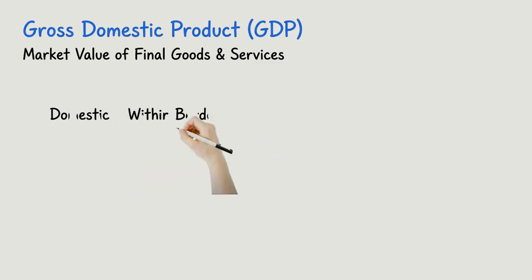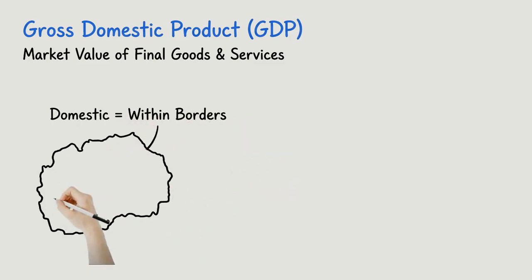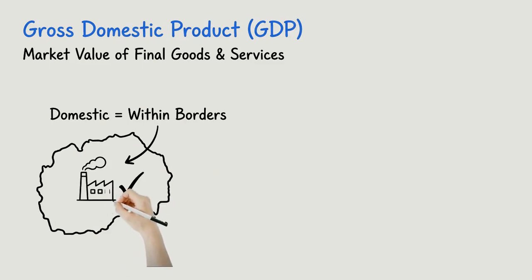Domestic means production inside the country's borders. If a foreign company makes cars in this country, that production counts. If a domestic company produces abroad, it does not. Product means goods and services, things like bread, haircuts, medical care, and new houses.